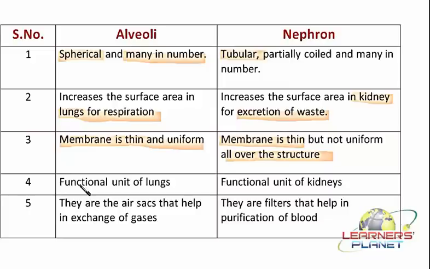Further, the next thing is that the alveolus is a functional unit of the respiratory system or lungs. Both answers are correct. The functional unit of the lung is the alveoli. The functional unit of the respiratory system is also the alveoli. Is it clear? Then the further thing is the nephron. As compared to the alveoli, the nephron is the functional unit of the kidneys or the excretory system.